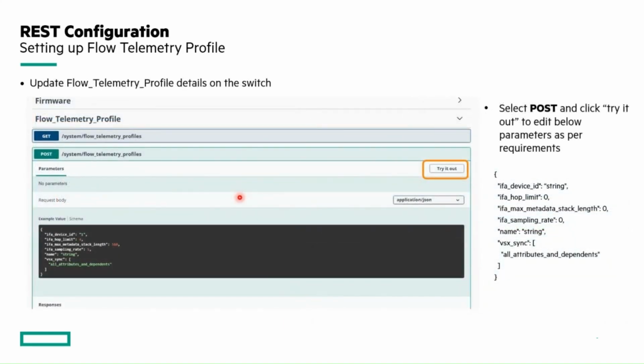Now again, this is all about how to view those details, but if you do want to update the flow telemetry profile on the switch, this is what you will be using. You will be using the post method, wherein you will be inserting your respective values of these parameters.